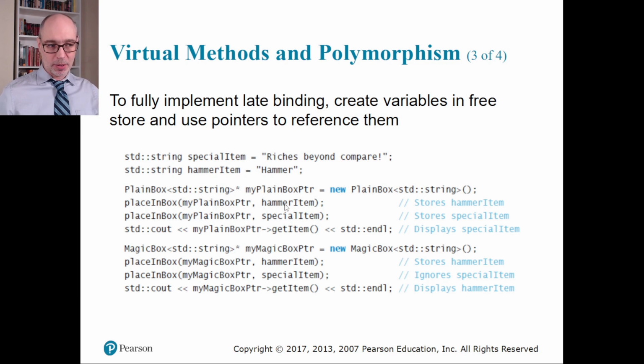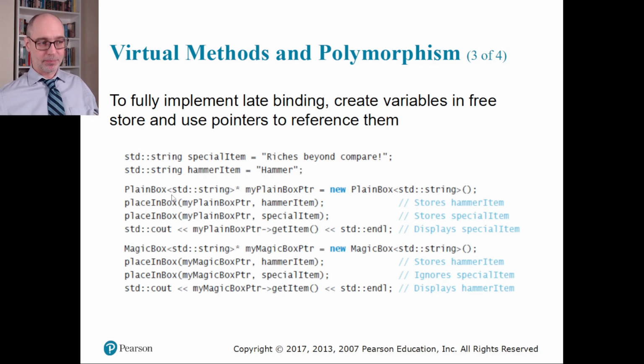Okay, so put hammer item in the box. Secondly, put special item in the box. Then take a look at it, and there ought to be the second thing in that normal box, and sure enough, that actually works. Because place in box called the set item for this kind of thing, for the plain box, correctly.